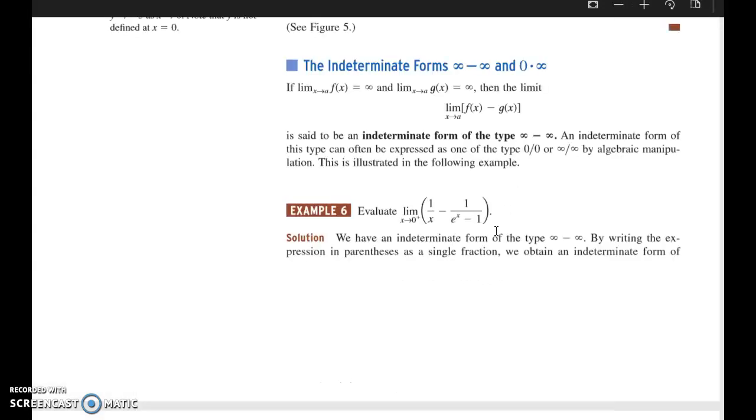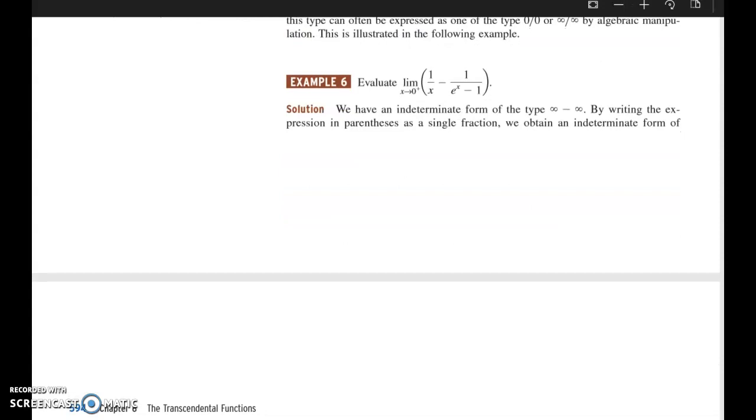Okay. Next, I would like to do this problem. Evaluate limit x tending to 0 plus of 1 by x minus 1 by e raised to x minus 1. This is of the form 1 by 0 minus 1 by e raised to 0 minus 1, and e raised to 0 is 1, so 1 minus 1 is 0. So 1 by 0, that is infinity. So this is of the type infinity minus infinity.